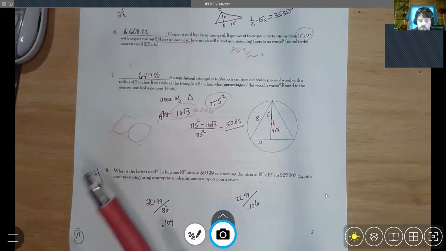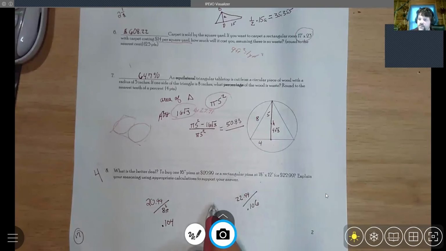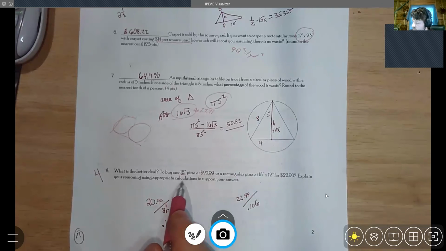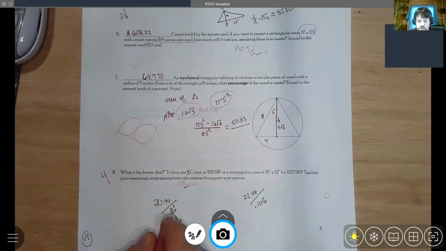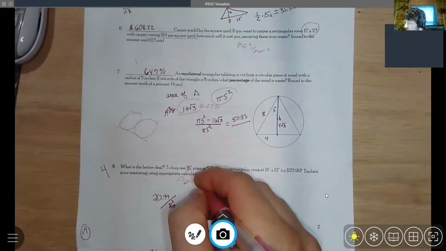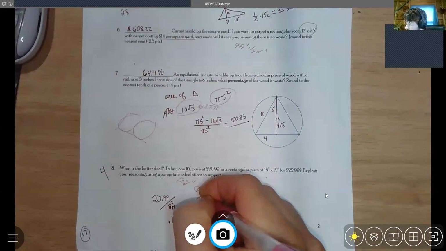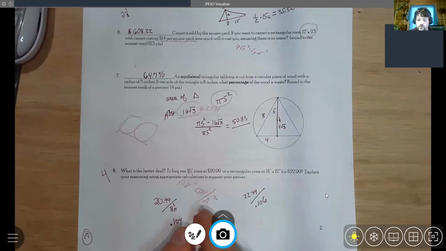Number 8, the better deal for pizza. Remember here, you need to find the cost per square inch. So for the circular pizza, it has a diameter of 16 inches, which means it has a radius of 8 inches. So to find the area, it's 8 squared pi, 64 pi. So I'm doing $20.99 cost, right? Cost per square inch. Some of you did square inches per cost. So you end up getting how many square inches of pizza do you get for $1, which is not the useful way to do. I mean, you can still figure it out, but it's a little bit more clumsy.